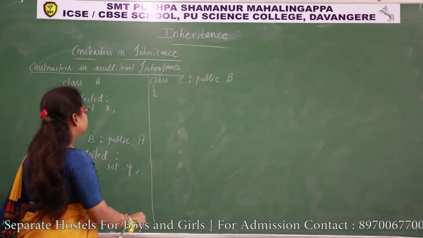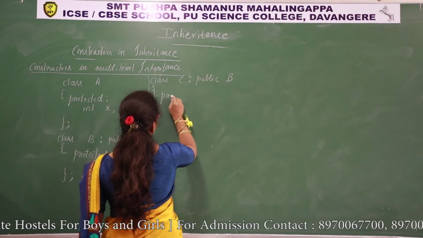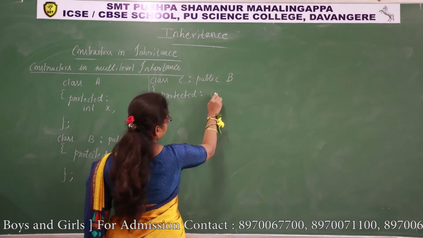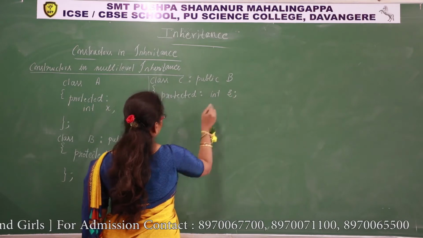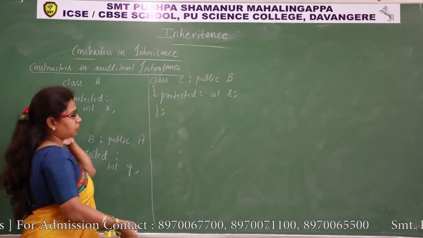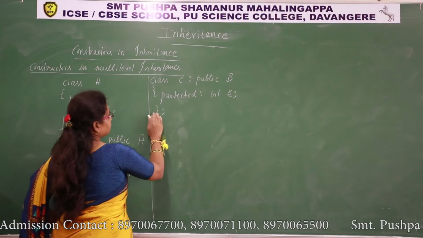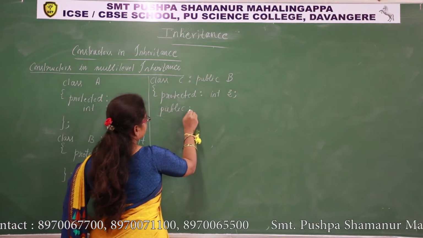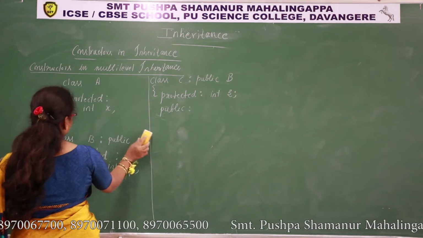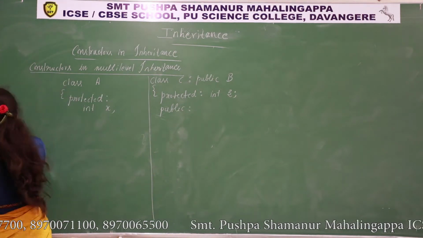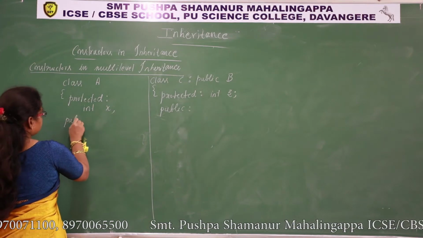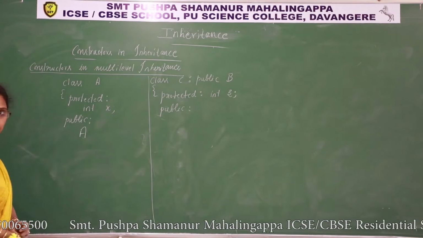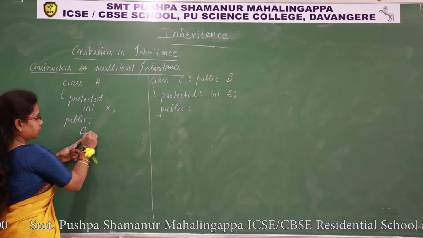Okay, now in the protected section I will take the data member int Z. Simple. Now I'll write in the public section and display the values. So, wait, I did not take the constructor. No, I must take a constructor. In public, A. The name of the class is A, so the constructor name is also A.